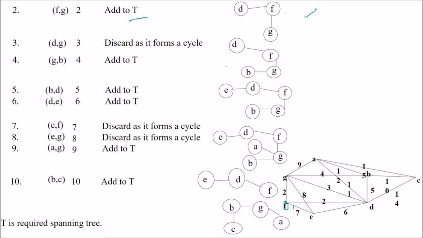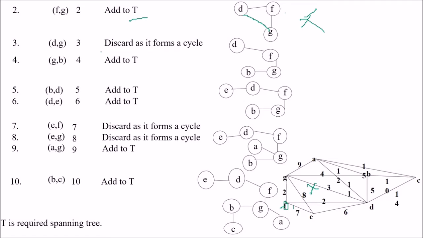D, F, G. Next, let us take DG, because we have to go through all the combinations, or edges, of D and F. But what happens here? This DG causes a cycle. We will not take it. If it causes a cycle, we leave it. So we leave this DG.